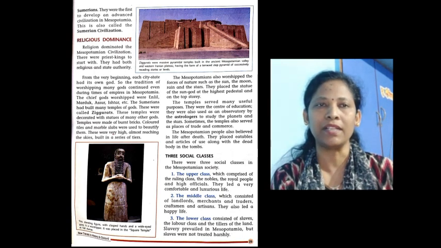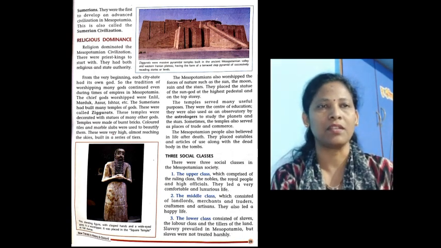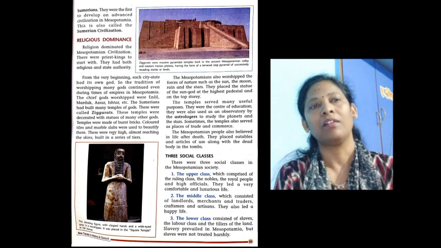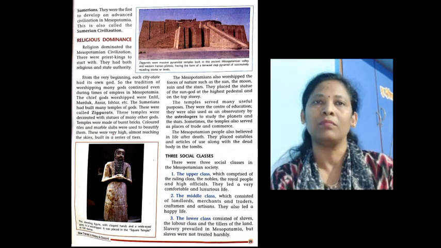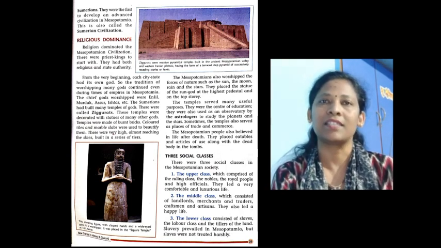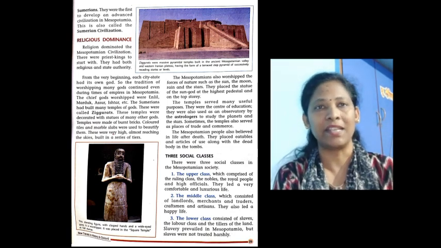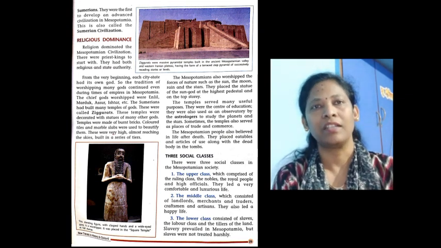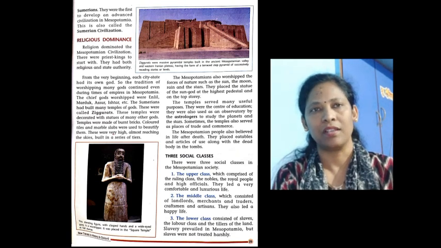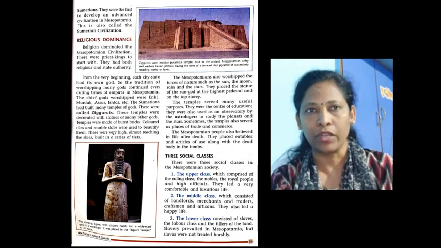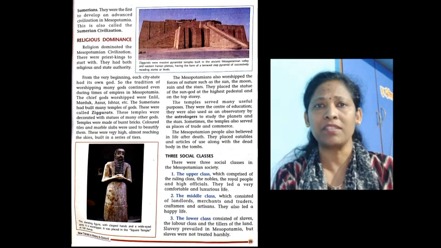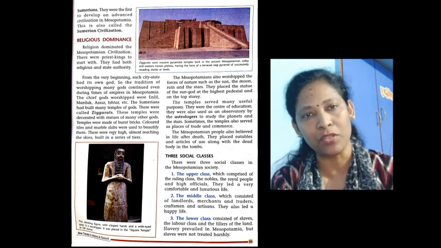Temples were made from burnt bricks, colored tiles, and marble slabs to beautify them. They were very high, almost reaching the skies, but built in a series of tiers. The Mesopotamians also worshipped the forces of nature, such as the sun, the moon, rain, and the stars. They placed the statue of the sun god at the highest pedestal on the top story. The temples served many useful purposes. They were used as a center of education, as an observatory for astrologers to study the planets and stars, and sometimes as a place for trade and commerce.